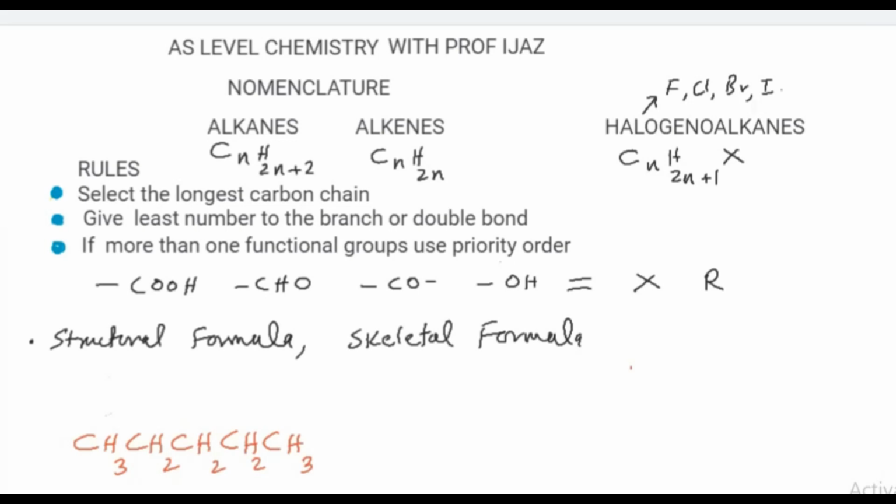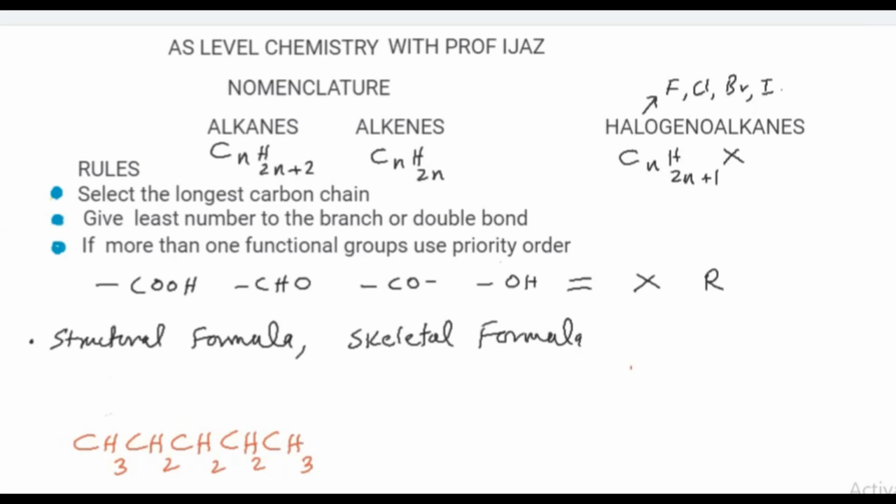If you have more than one functional group, like carboxylic acid and alcohol, if both are present at the same time, or sometimes the double bond and alcohol are both present in the same organic compound, then you will have to use the priority order. This priority order will be explained later on.